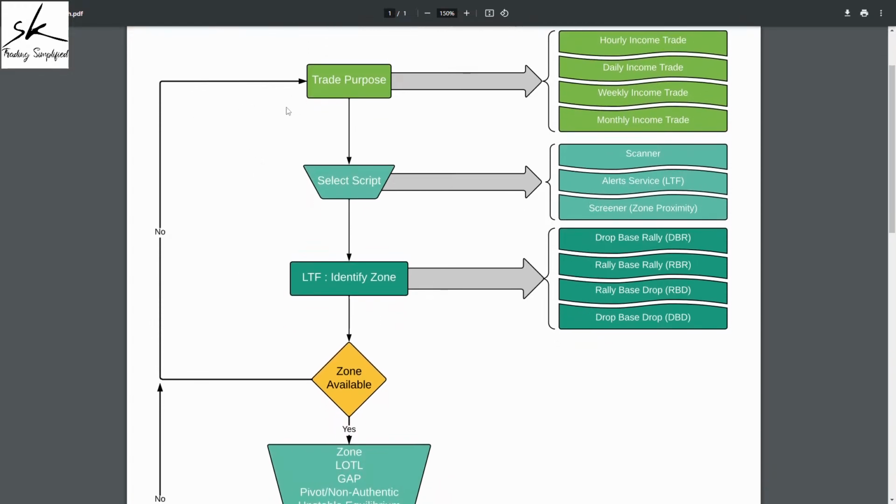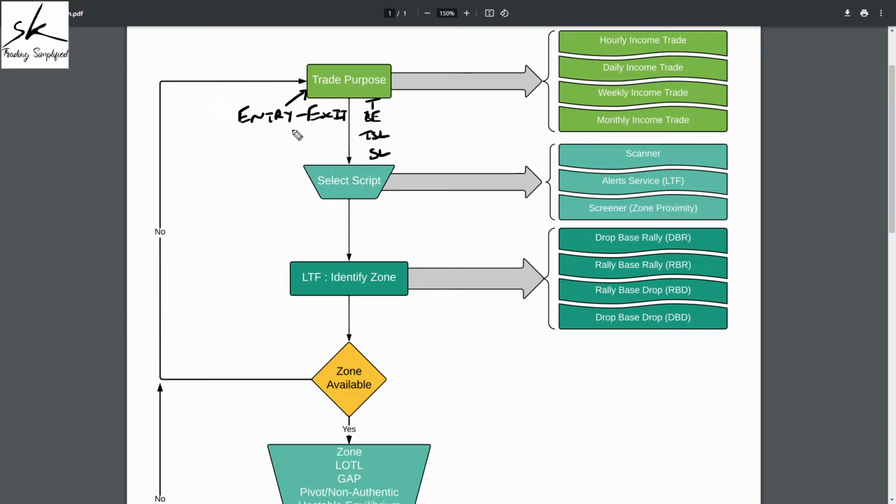Our step number one is we need to define our trade purpose. And what do we mean by trade purpose? Trade purpose implies the expected duration of the trade. And the duration of the trade is from the time you enter the trade to the time you exit the trade. Now, the exit can be the target, the exit can be break even, the exit can be the trailing stop loss, the exit can also be the stop loss, any kind of exit.